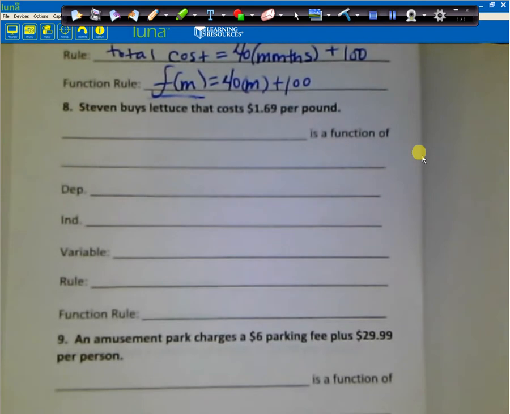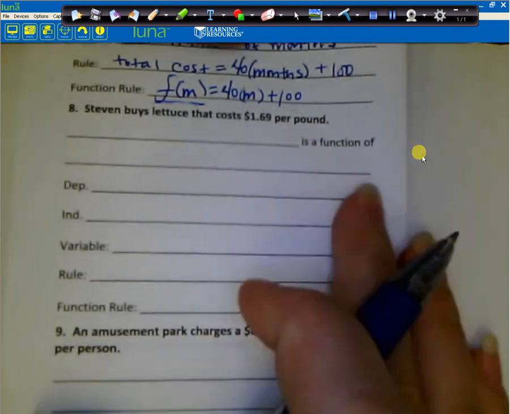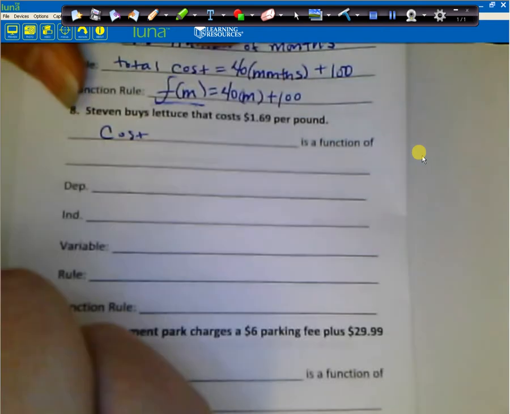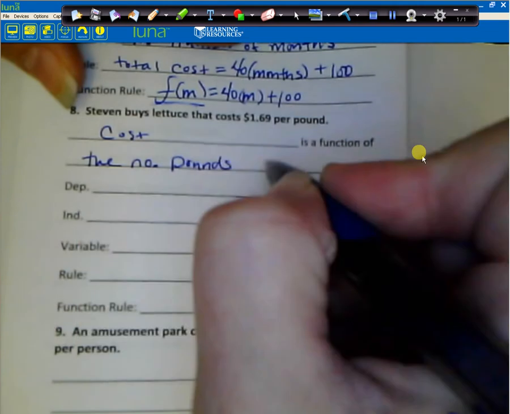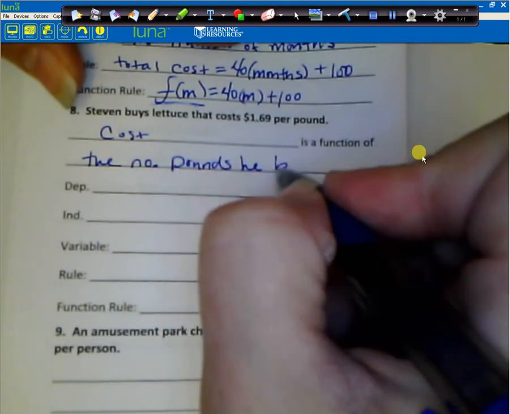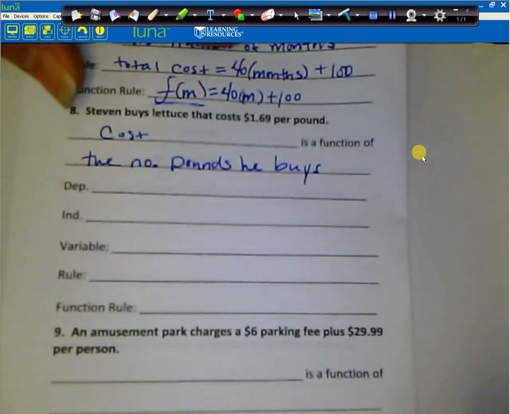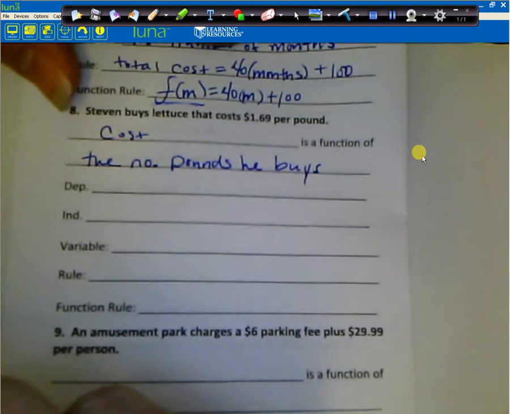Stephen buys lettuce that costs $1.69 per pound. So, the cost is a function of the number of pounds he buys. The cost is a function of the number of pounds he buys. I abbreviated number there with NO, in case you're wondering what that is.